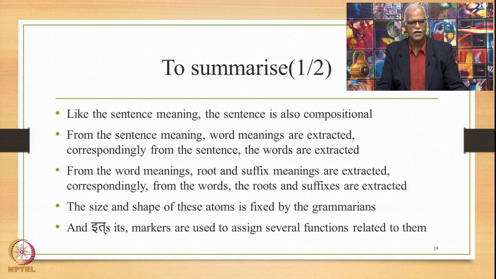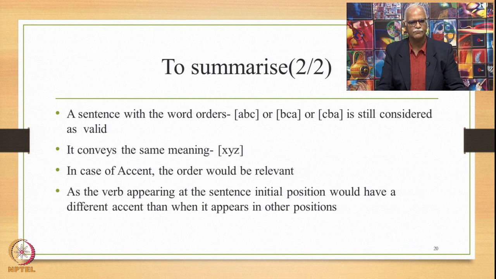The size and shape of these atoms is fixed by the grammarians after a lot of work, and the markers are used to assign several functions related to these prakritis and pratyayas. A sentence with the word orders, say ABC or BCA or CBA, is still considered as a valid sentence in Sanskrit. It conveys the same meaning, namely XYZ.